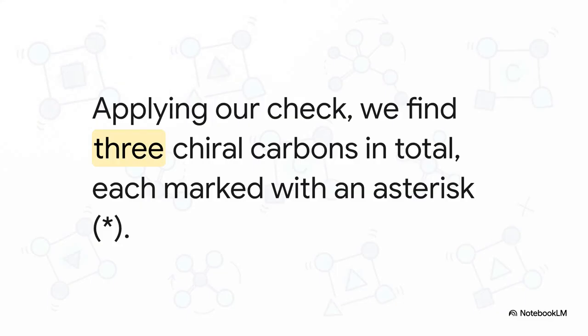So what happens if we do that same exact check on the next carbon, the third one? And then the fourth one? Well, it turns out we get the same result. Each of them is also attached to 4 totally unique groups. So that means this molecule has not 1, not 2, but 3 chiral carbons in total.